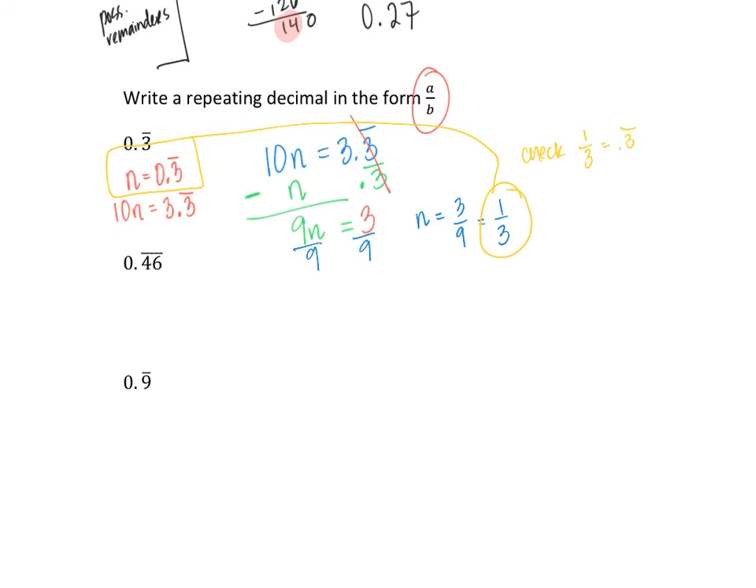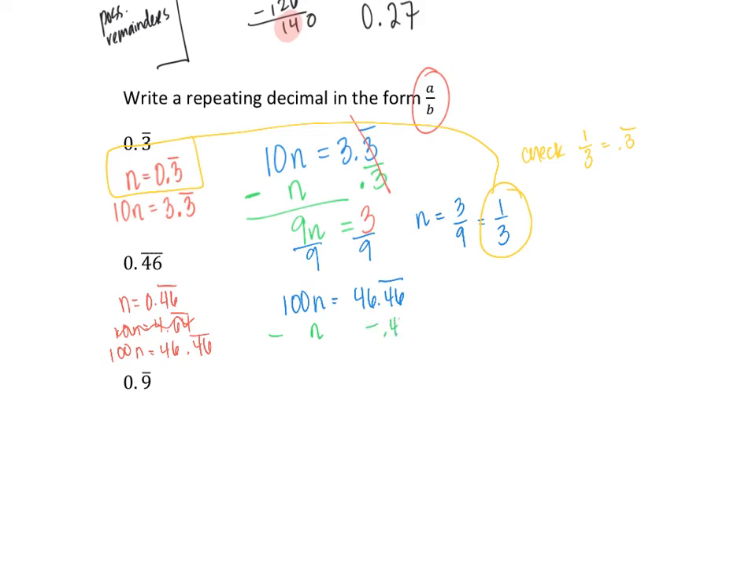We're going to let n equal 0.46 bar. So this time if we did 10n, 10n would only be 4.64 bar. And we want to be able to take away that repetition. So we actually want to look at 100n, which would be 46.46464646. So when we write 100n equals that 46.46 bar, we can take away that repetition, which was n.